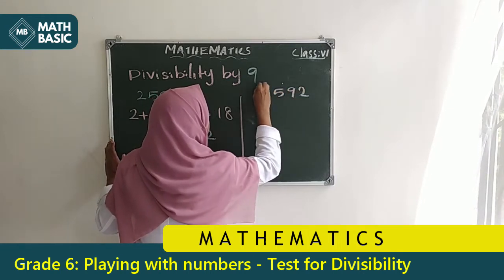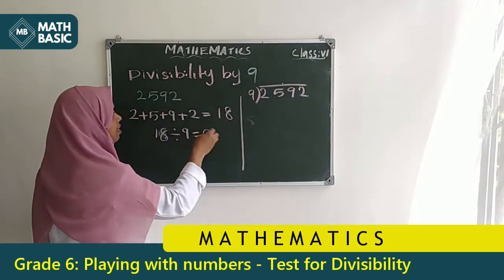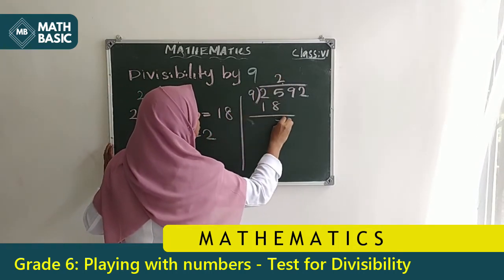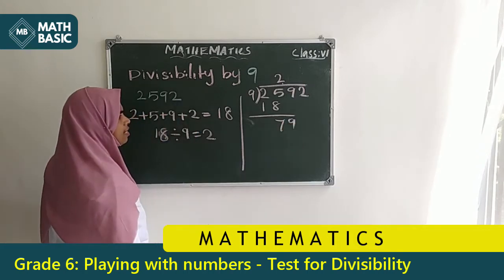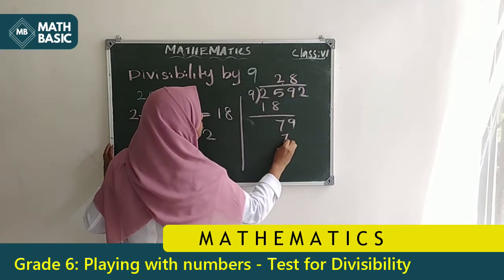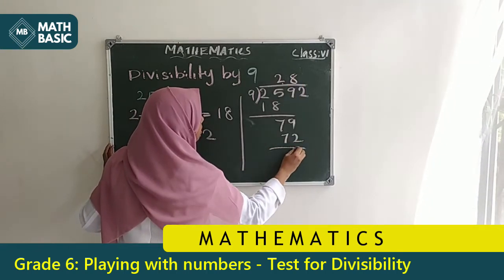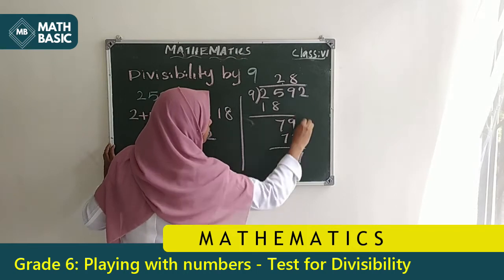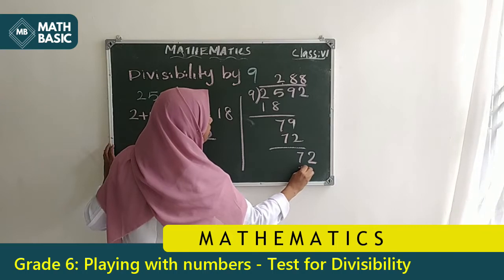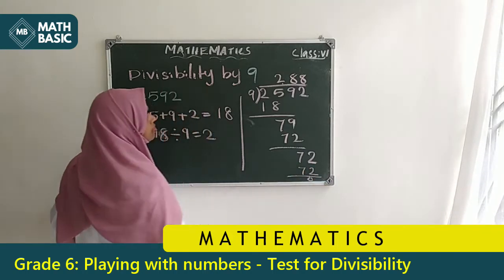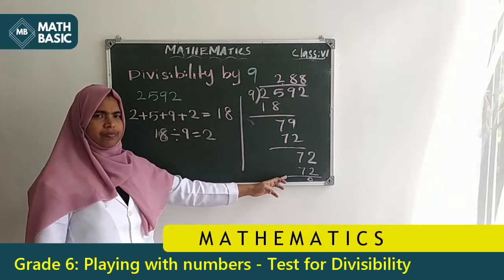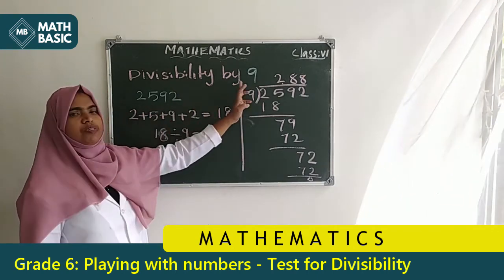2592. Check, is it correct or not? See, 2 9s are 18. Then here 7, then 79. In 79, 8 9s are 72. Subtract, then 7, again 2. Then again here 8. 8 9s are 72. So the quotient is 288, no remainder. So this number is divisible by 9.